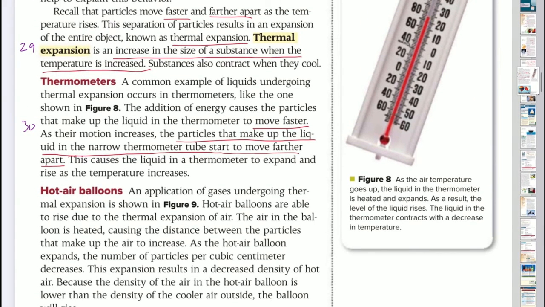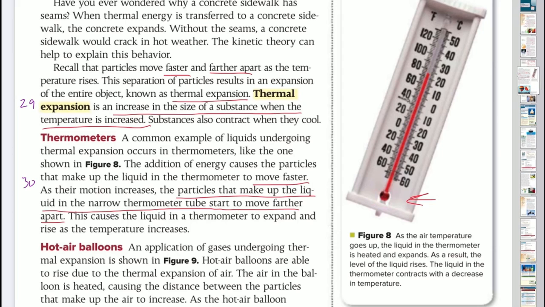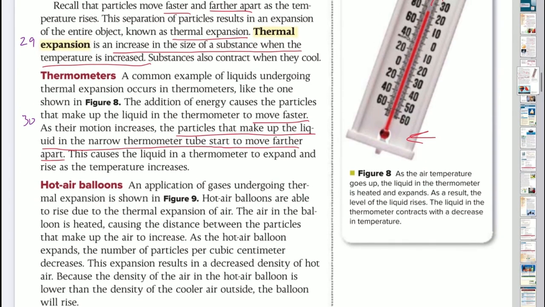So I kind of messed that up, but basically the whole idea is the liquid in the thermometer is heated, it expands. As it expands, there's nowhere for it to really go except up this very narrow tube, very narrow little capillary tube that the liquid can go up.